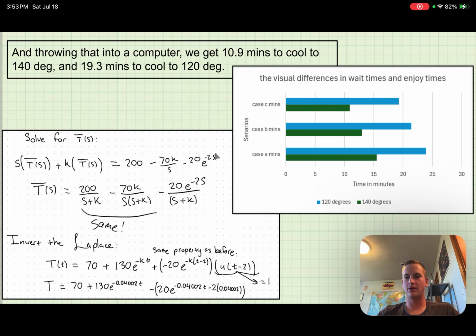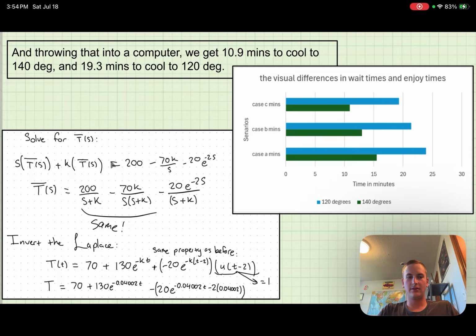I threw it into a computer along with case A and B to see the comparison on the graph. And wouldn't you know it, 8.4 minutes for enjoyment time. It's the same. I was like, how is the enjoyment time the same for all three cases? But the wait time is a lot less for case C, understandably so, because you poured creamer in it. You get 10.9 minutes to cool down to 140 degrees and 19.3 minutes to cool down to 120 degrees.